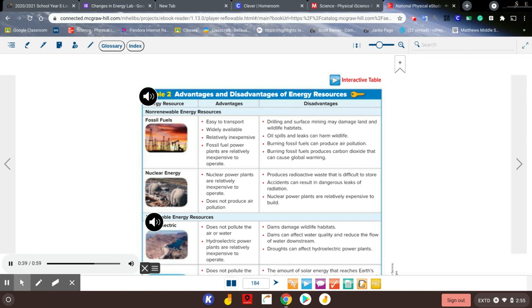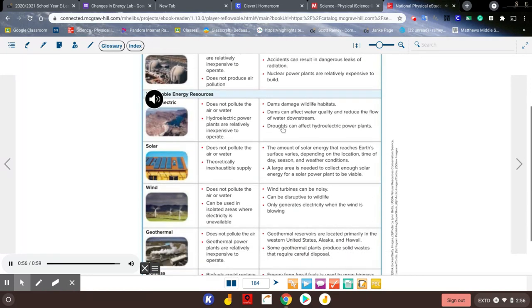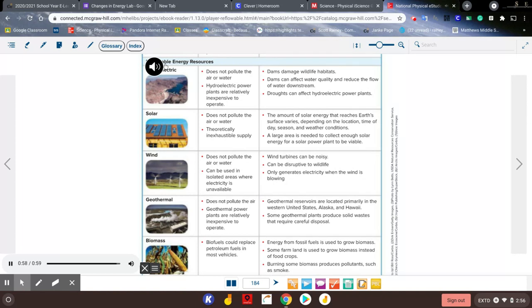Nuclear energy. Advantages: nuclear power plants are relatively inexpensive to operate. Does not produce air pollution. Disadvantages: produces radioactive waste that is difficult to store. Accidents can result in dangerous leaks of radiation. Nuclear power plants are relatively expensive to build.